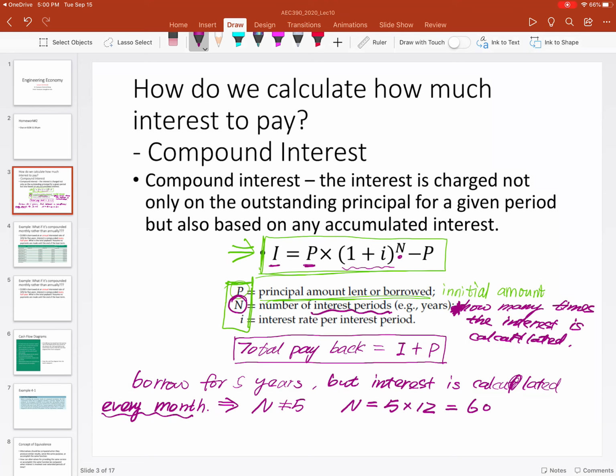Okay? If you don't follow this, pause and then go back to watch this slide again. Why in this case n is not 5 but 60?